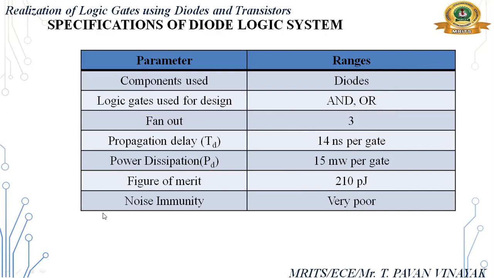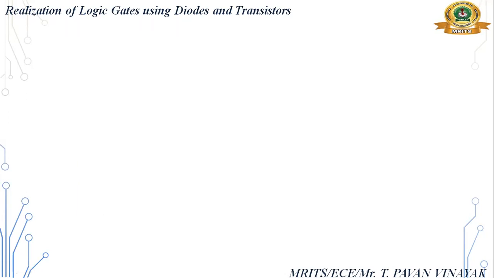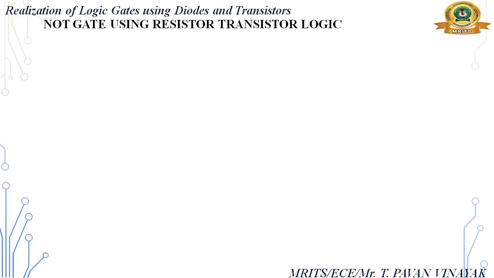Next, transistor logic family. NOT gate using transistor logic family, RTL. Okay, so this is the NOT gate using transistor. To know the working of this transistor, you have to know clearly the CE configuration. CE configuration is very important here.